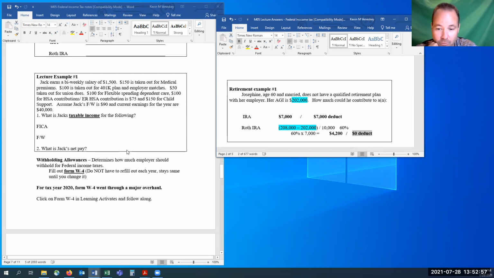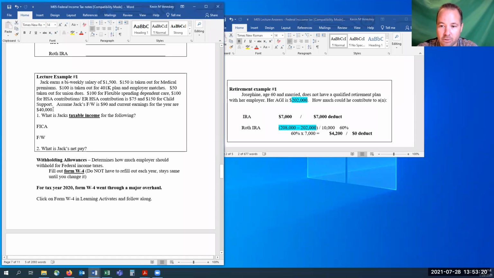All right, now on this lecture example number 1, I wanted to basically make sure we've got it down to what can be taken out and is not going to be taxed. So I've given you a whole bunch of numbers here. I want you to go through and determine what would be their taxable earnings for FICA and their taxable earnings for federal withholdings. Note his current earnings are only 40,000, so we're not going to hit any kind of Social Security cap. And then you should be able to determine Jack's net pay once you've got these. So let's see what you get. What's your taxable earnings for FICA and for federal withholdings? Go ahead and pause now.